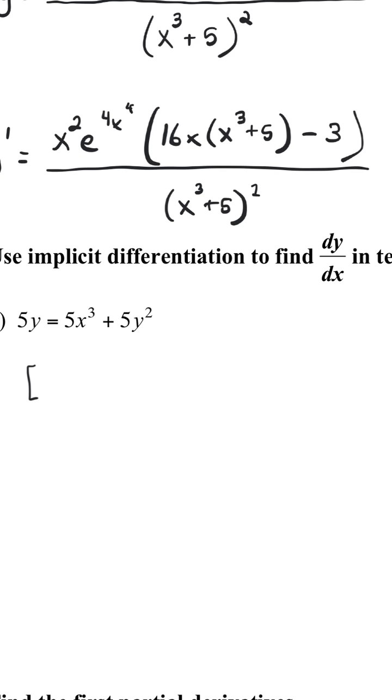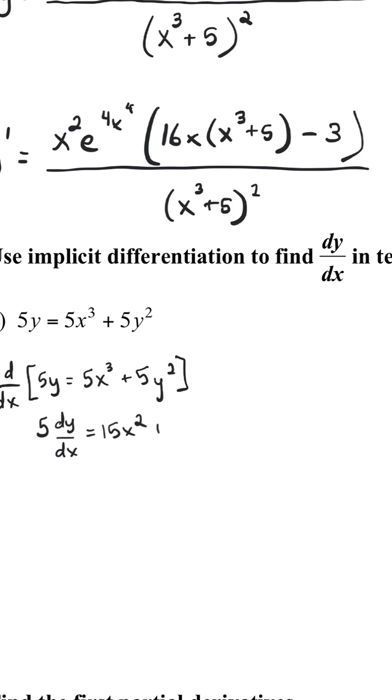For question 7, if we differentiate this expression with respect to x, we're going to have to use implicit differentiation when we differentiate y with respect to x. So the derivative of 5y is 5 times dy dx. The derivative of 5x cubed is 15x squared. And the derivative of 5y squared is 10y dy dx.